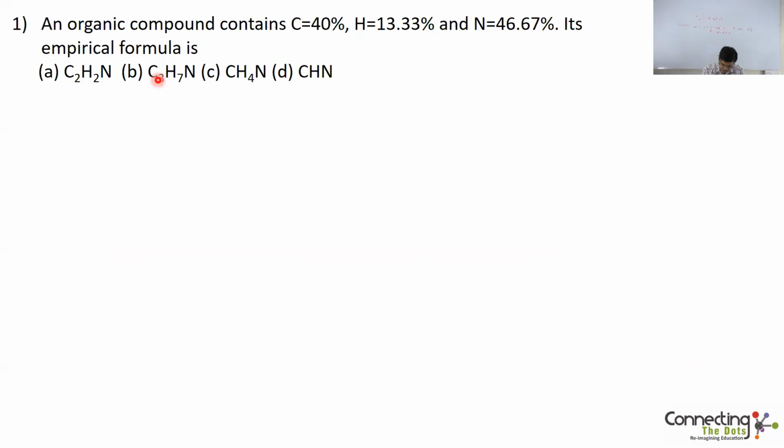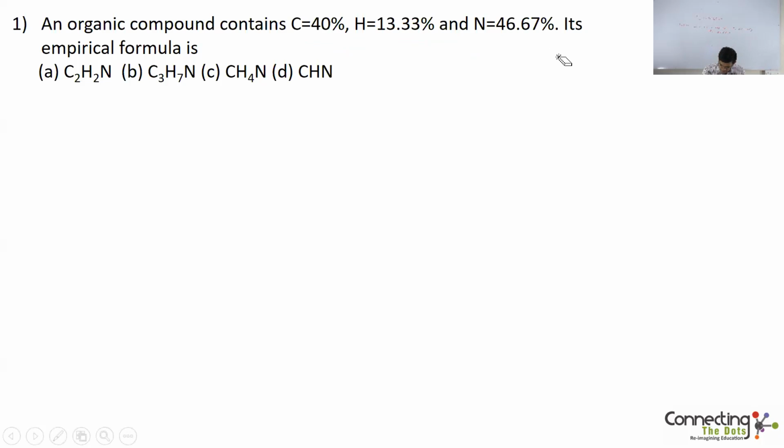Okay, so the first question is this. An organic compound contains carbon with 40%, hydrogen 13.33%, and nitrogen 46.67%. Its empirical formula is, so we have to calculate the empirical formula with the given composition. Whenever these kind of questions are given, always ensure that whatever percentage they have given is equivalent to 100%. So whatever is the percentage given is nothing but that many grams. So let us calculate the total percentage, so that we can say 100% these are the elements which are present in the given compound.